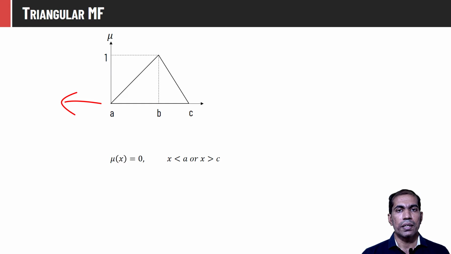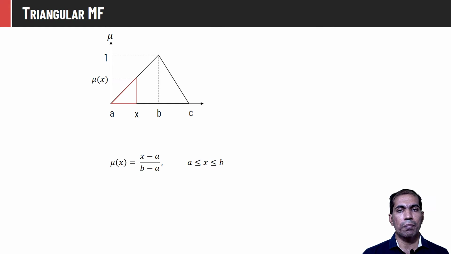If the crisp number is less than A or if it is greater than C, then the membership value of that will definitely be 0. If the crisp number is between A and B, then we can apply the similar triangle rule and we can easily compute the membership value of that x. We can use the formula x minus A upon B minus A to compute the membership value of x between A to B. As x approaches A, the equation will reduce to A minus A upon B minus A, so that is 0, and as we can see from the diagram also, A has membership value 0. So when x is equal to A, its membership value will be 0.